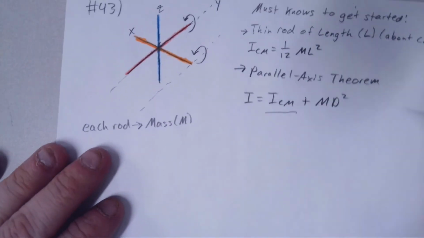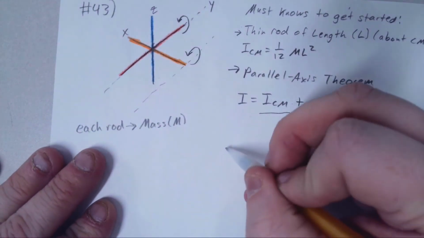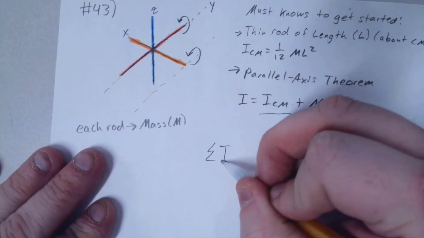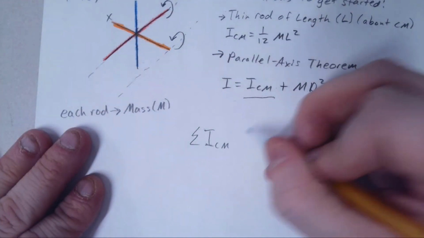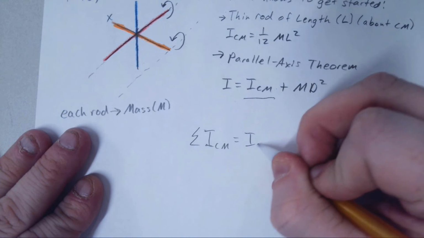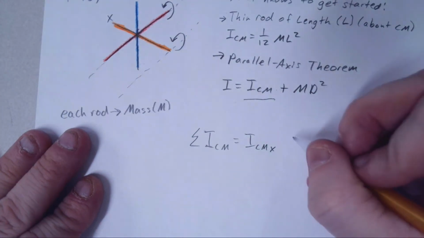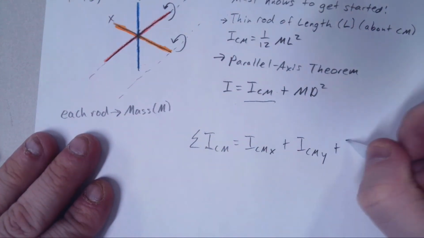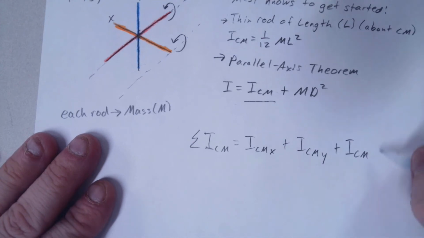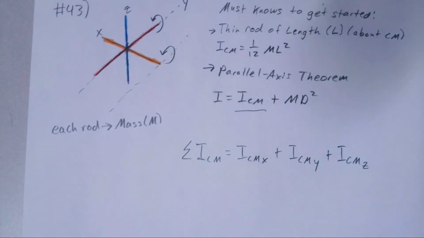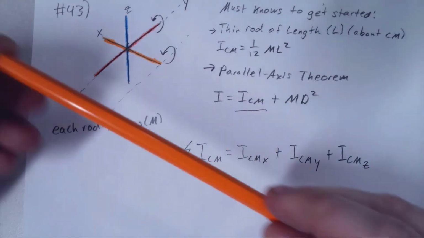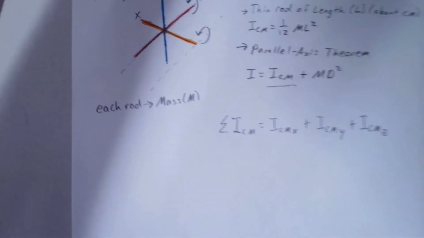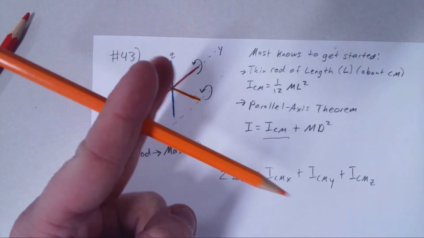One way to approach this is to take the sum of the moments of inertia of each of the objects: what is it about the x-axis, plus about the y-axis, plus about the z-axis. I said one thing you need to know is the thin rod of length L about its center of mass. What we're doing here is rotating it so that this x rod that's here is being rotated sort of like that.